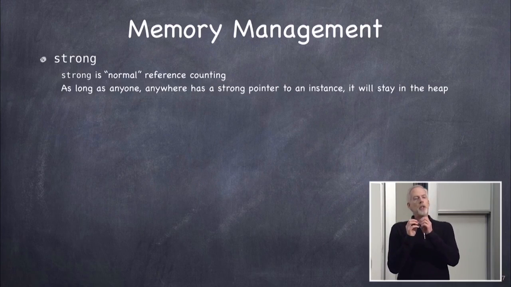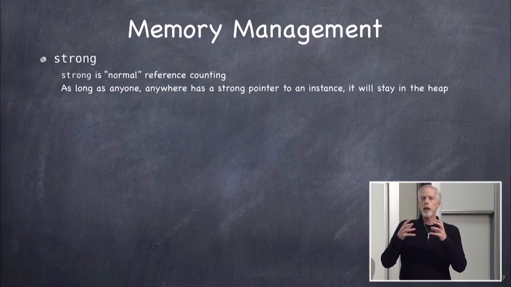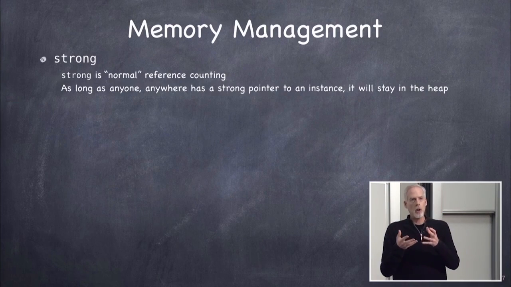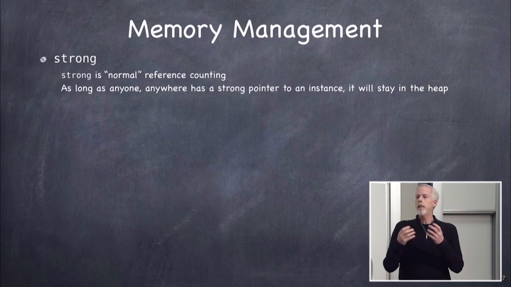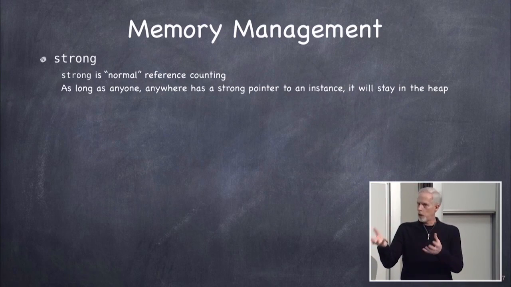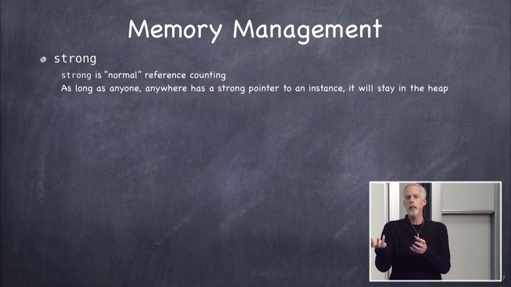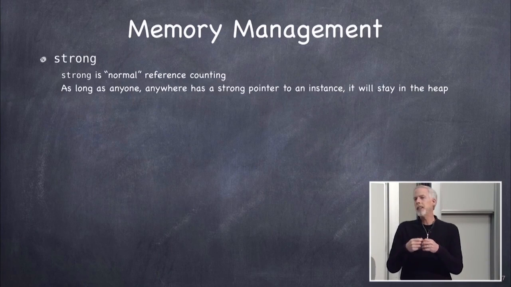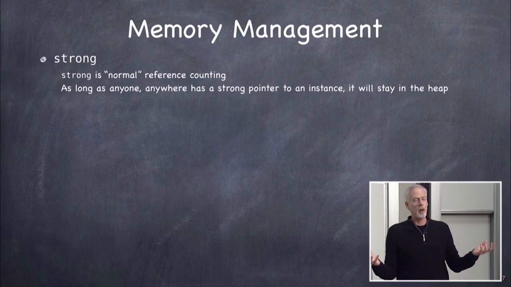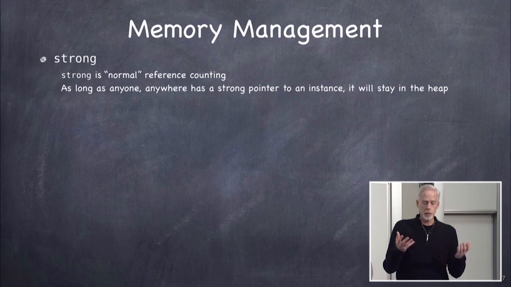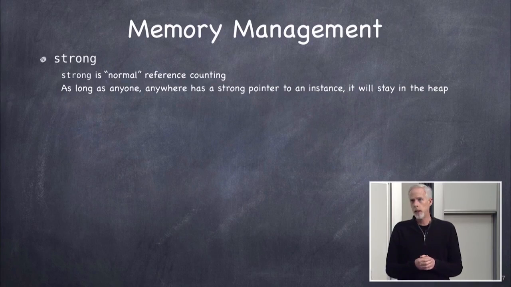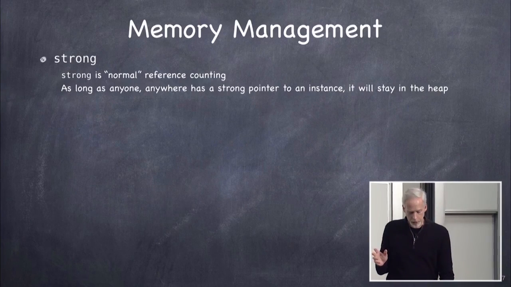Strong, this is normal reference counting. If you have a strong var, a strong let to something in the heap, then that thing will stay in the heap as long as that var exists. It's strongly holding that thing in the heap. This is the default. You don't even ever type this keyword because it's the default. Okay? Every var, unless you say it's weak, is going to be strong. Okay? So it's simple, works magically.